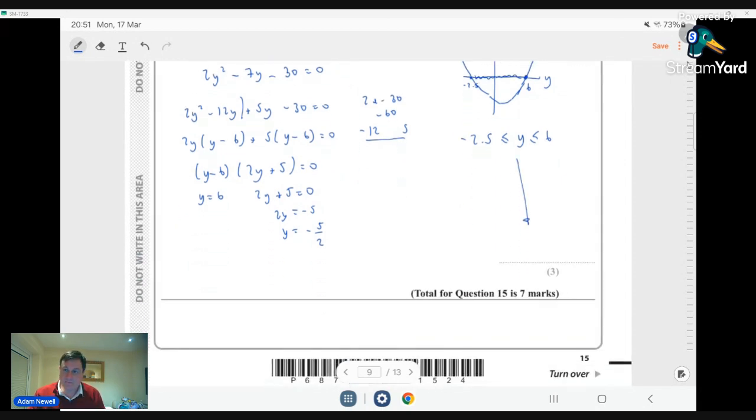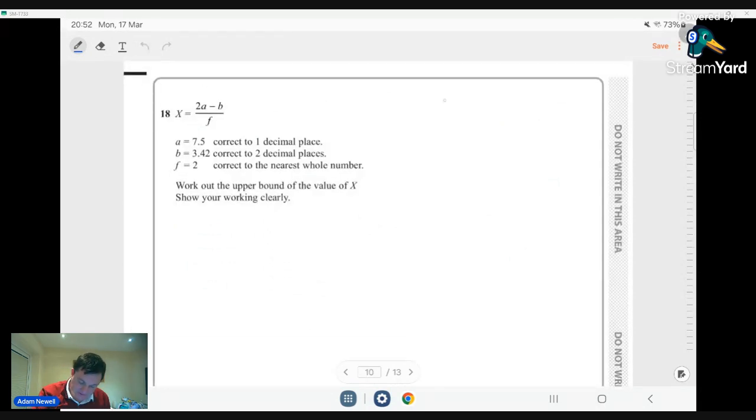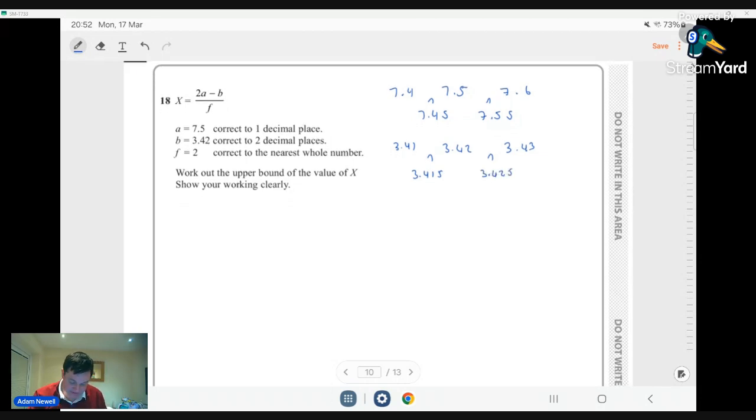Okay. Moving on to question number 18 then. So I do this with these questions, with the balance questions. I say 7.5. I write down 1 decimal place either side. So my lower bound is 7.45. The upper bound is 7.55. 3.42 to 2 decimal places will be 3.43 to the right, 3.41 to the left. And we get 3.415 and 3.425 as my upper and lower bounds.